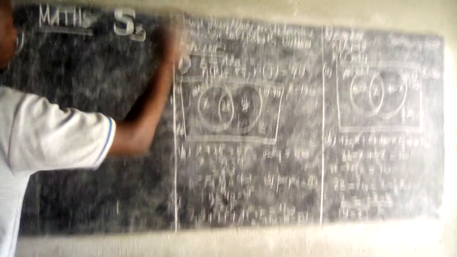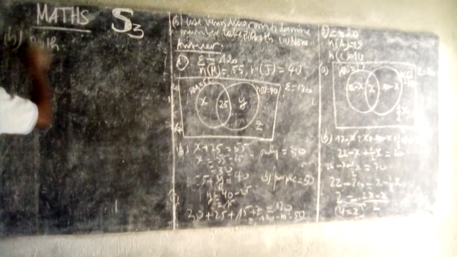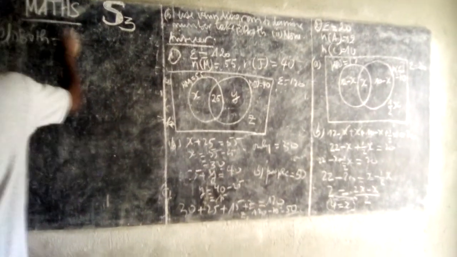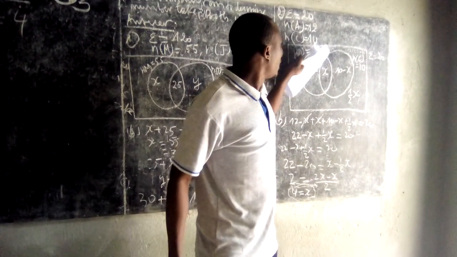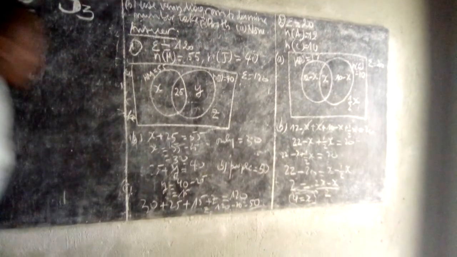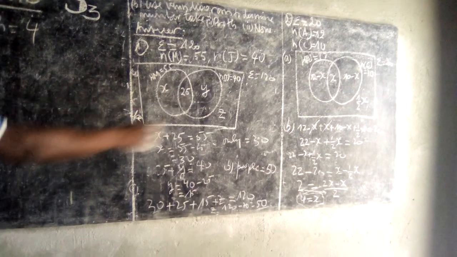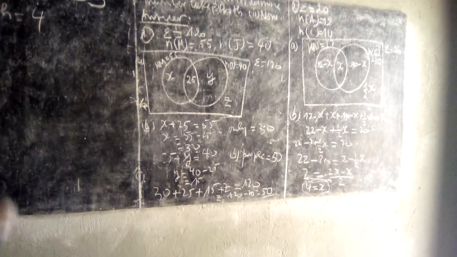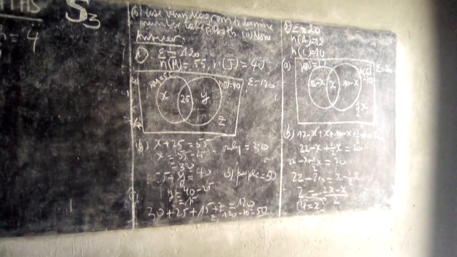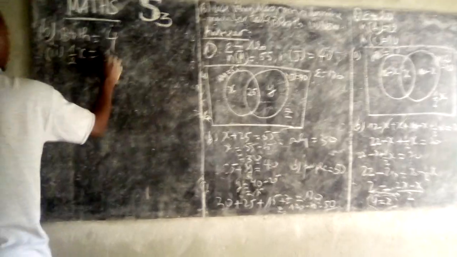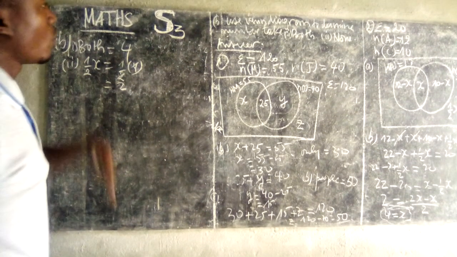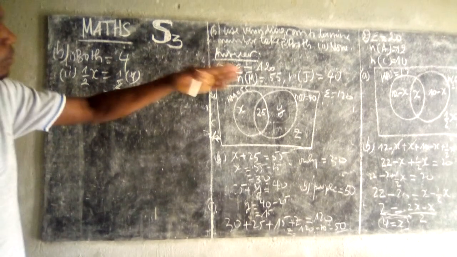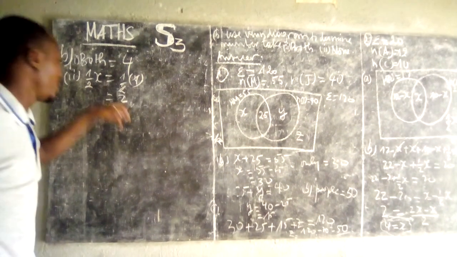B, use the Venn diagram to represent the number of both. The number of both is equal to 4, because x is equal to 4, where the intersection of A and C is x. It means that the pupils who take both are 4. But those who take none is 1 over 2 x, which is 1 over 2 times 4. This is 2. The pupils who take neither of C and A are only 2.